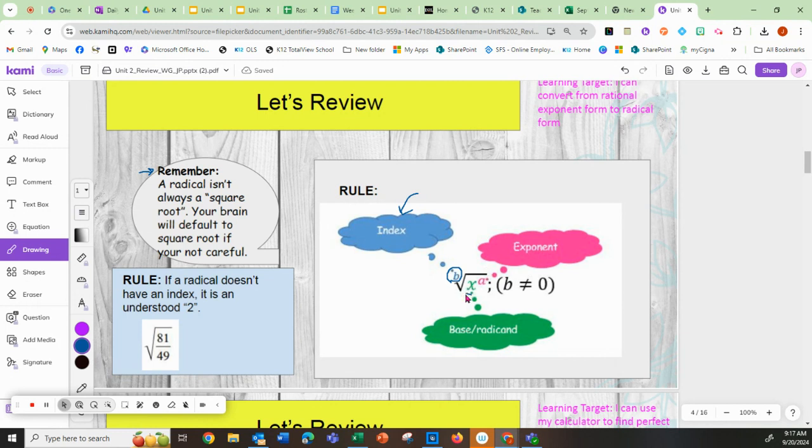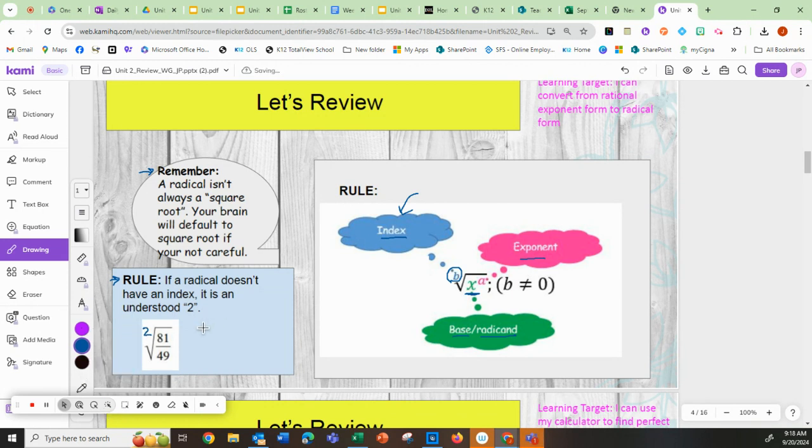The number or the variable that's underneath the radical sign is called the base or the radicand, and sometimes that radicand has an exponent. So going back to this rule, I put this on this slide because a lot of students struggle if they are having to take the square root or the radical of a fraction. There is no index written, so no little number, and so that means it's an understood square root.